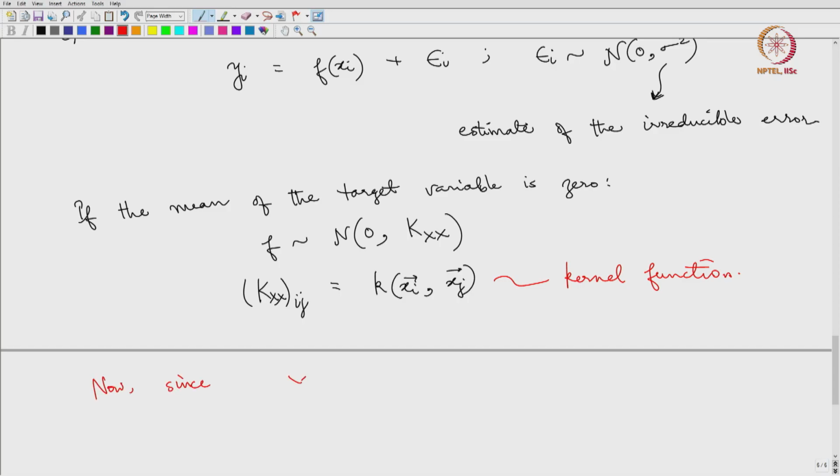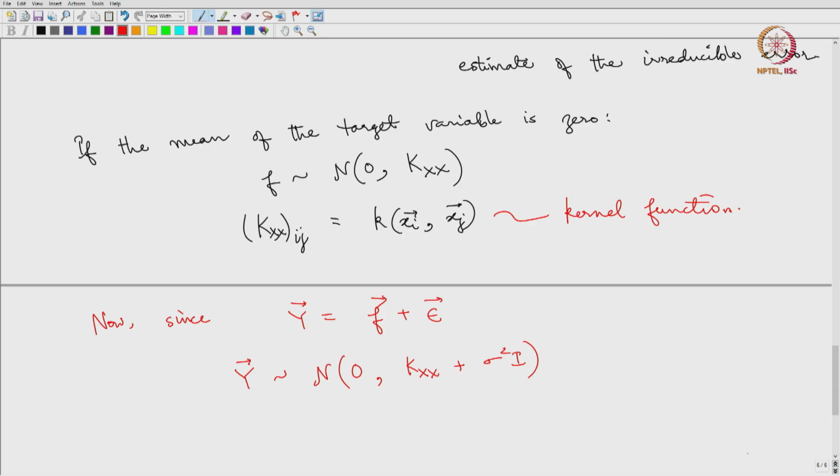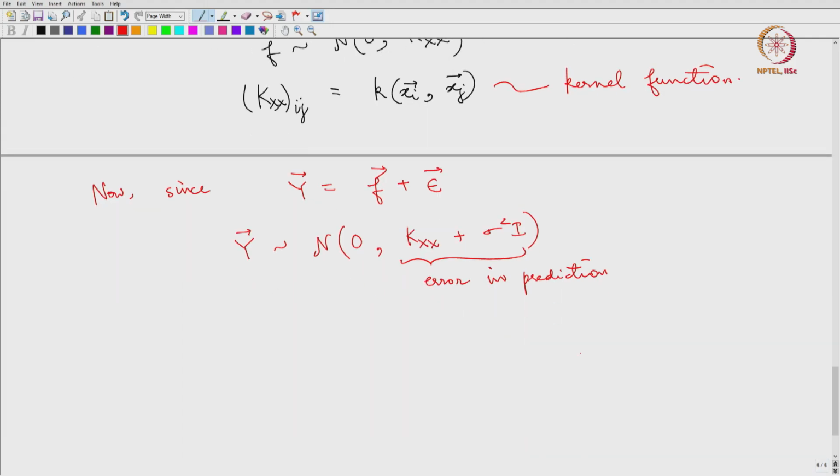Since your y vector is the f vector plus the epsilon vector, the vector of errors, your y will follow a normal distribution with mean 0, and to the covariance Kxx we have to add the irreducible error, which will be added on the diagonal entries here. So this is essentially the total error in prediction represented as a variance.